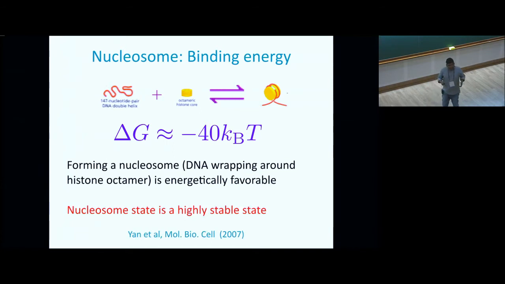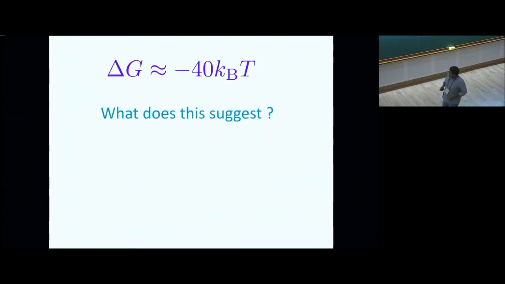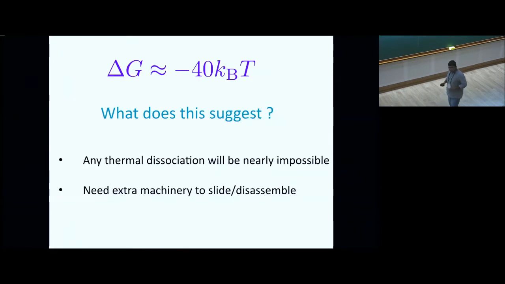So what does it mean? It means that forming a nucleosome, that is DNA wrapping around this protein called histone, is energetically favorable. So the nucleosome state is a highly stable state. What does this suggest? It means that any thermal dissociation will be nearly impossible, at least in the time scale of the life of a cell, or the time scale that is relevant in biology.